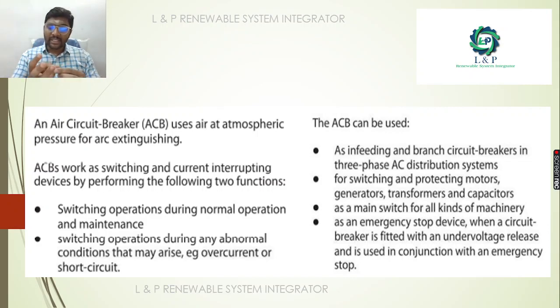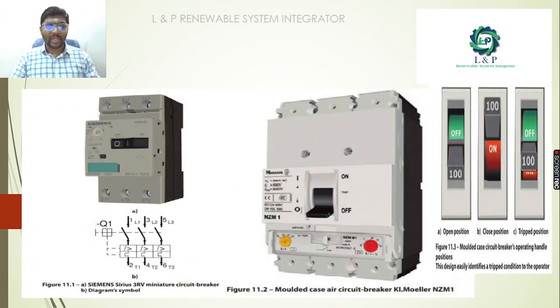Mostly we use it in feeding and branch circuit breakers of a three-phase AC distribution system, and even for switching and protecting motors, generators, transformers and capacitors. These are often used as main switches for all kinds of machinery, and even for emergency stop devices when the circuit breaker is fitted with the undervoltage release and used in conjunction with the emergency stop. This is how a Siemens 3RV miniature circuit breaker looks like, and this is another example, a molded case air circuit breaker of Moeller brand.